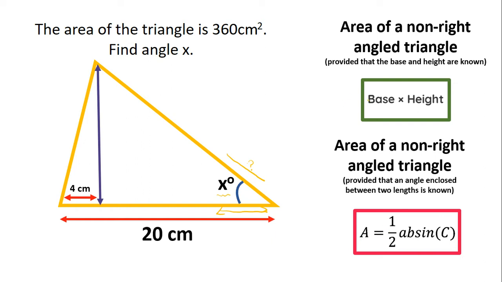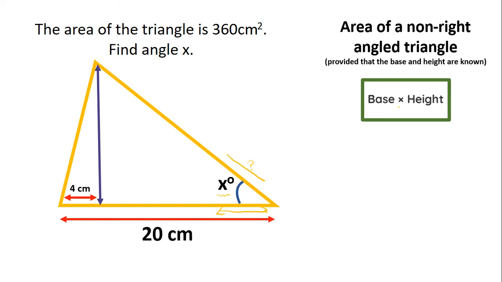Now, what if I try the base times the height? Can I do base times height? Yes, I can. There's this vertical height that I can find out using this formula, area equals half base times height, considering I already have my area as 360 and my base is given as 20. My h is missing, so I could just write it like that.